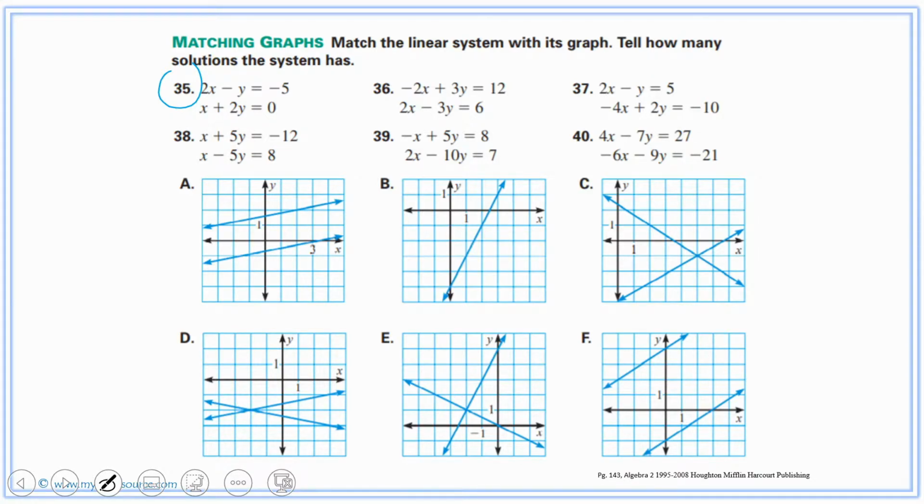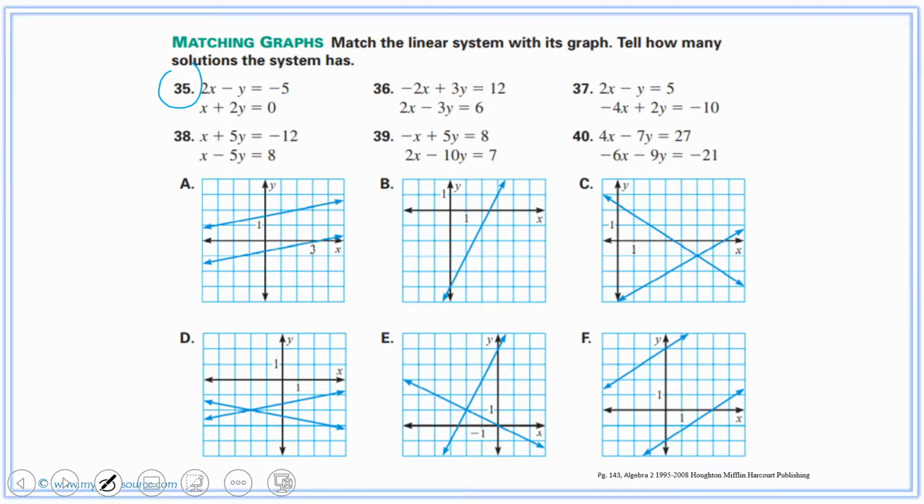All right, let's see which one represents 35. Let's first see if they're multiples of each other. Can I multiply this to get anything? No, so these are not multiples of each other, so we know it's not going to have infinitely many solutions, meaning it won't just be one line. So let's see what else. Will it be parallel? Remember, for parallel, your x's and your y's will be multiples of each other. So you can already deduce that this will have a unique solution.